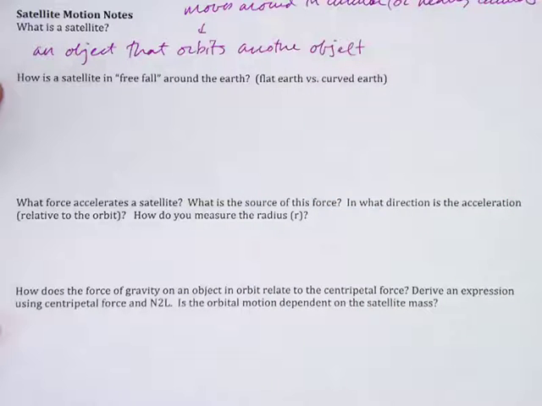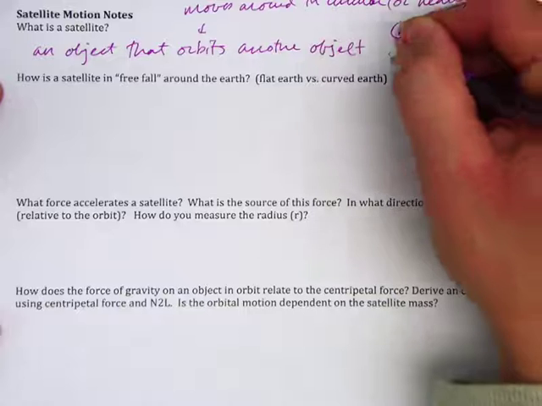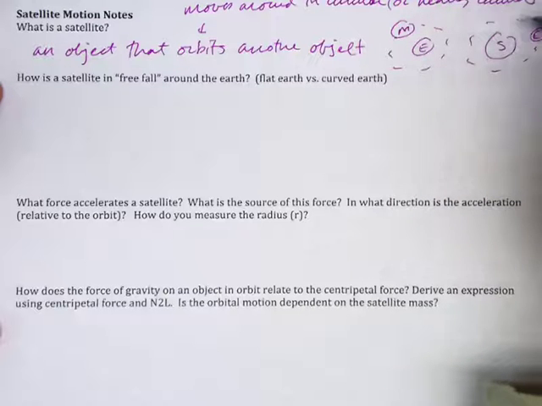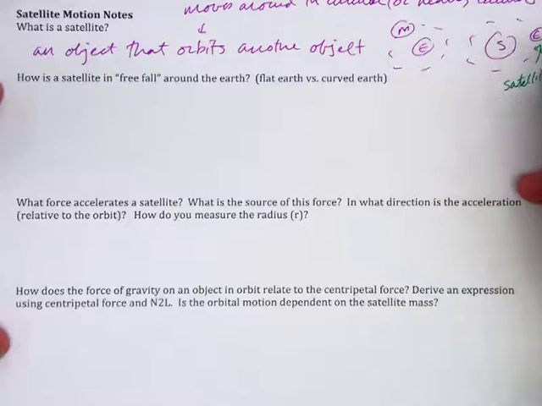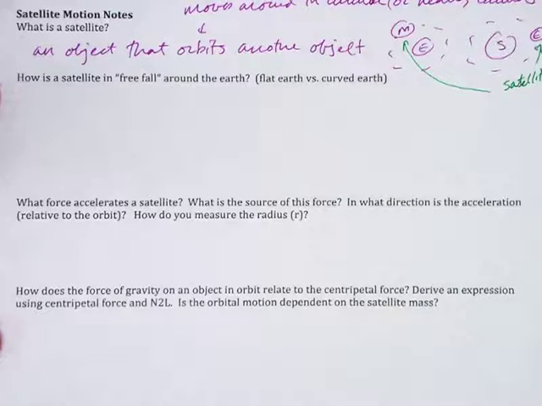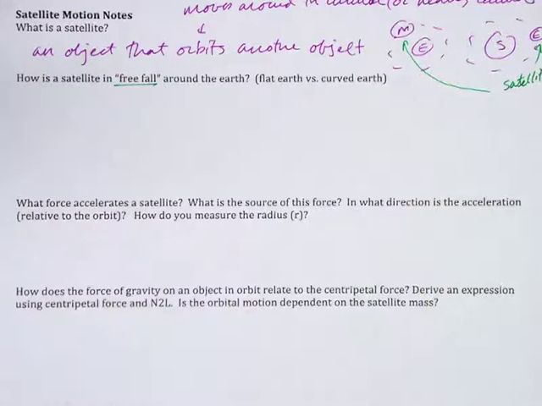So, for example, the moon orbiting the Earth. Or on a bigger scale, the Earth orbiting the sun. So in each of these cases, we would say the Earth, in this case, is the satellite of the sun. The moon is the satellite of the Earth. Now, how do we begin to think about these satellites as being in free fall around the Earth?